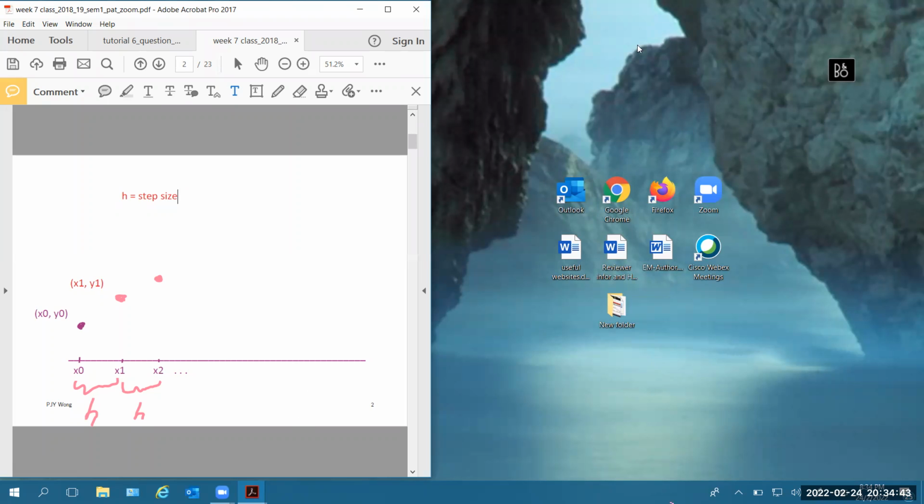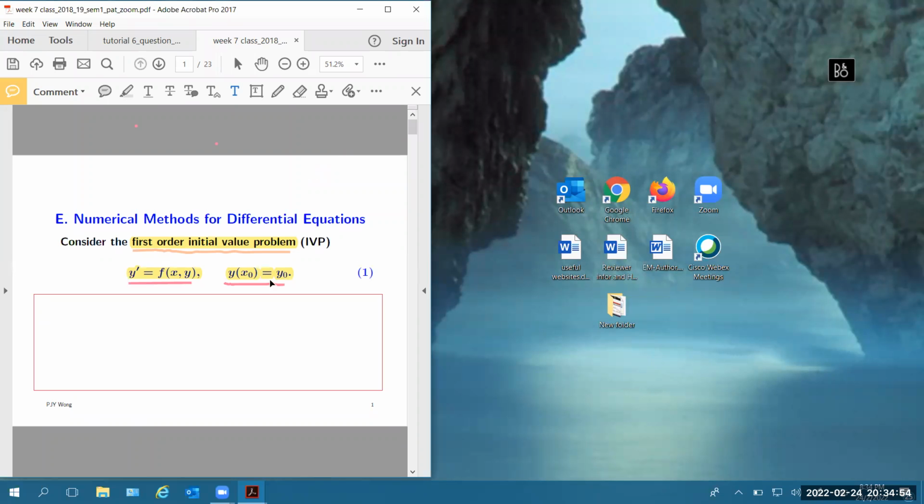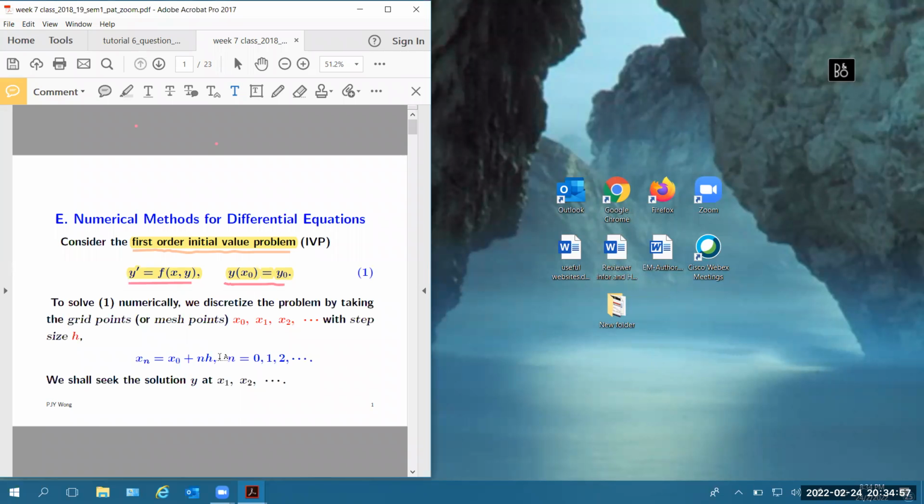So the problem seems quite simple, right? I want to go to the previous page. Okay, so this is the problem that we are solving. And what I'm saying is actually here. We are looking at all these x values here. So in general, xn is x0 plus nh, all right? That's how you get your x1, x2, and so on. Any two consecutive x, the distance is h. So this is the step size h, the distance between any two consecutive x.